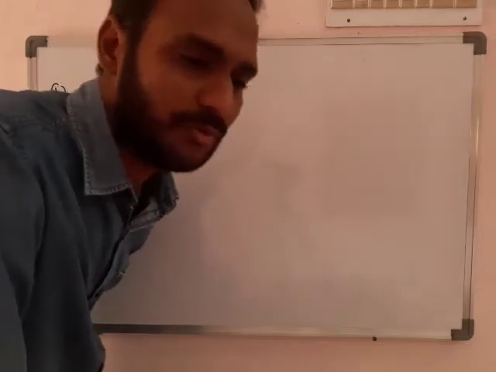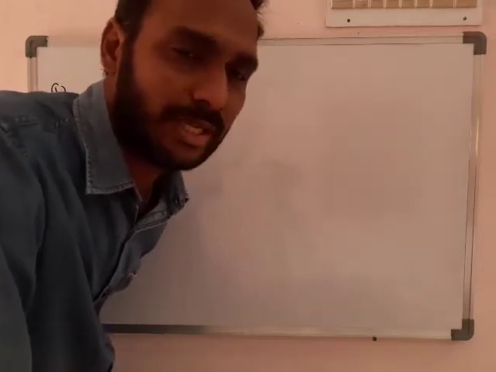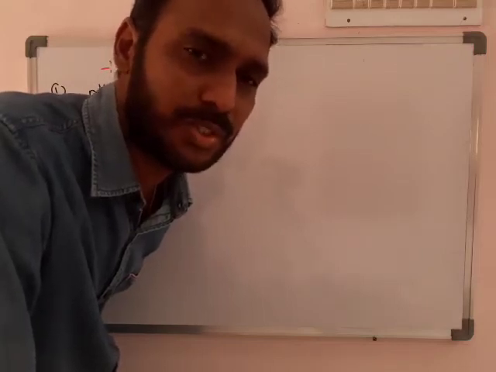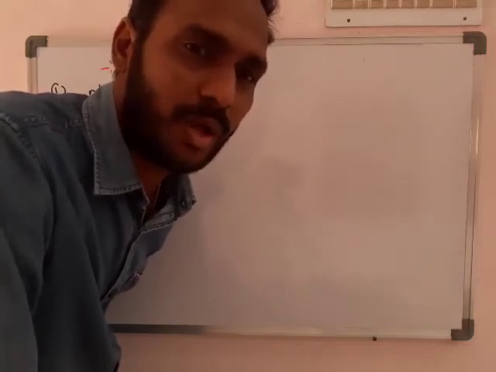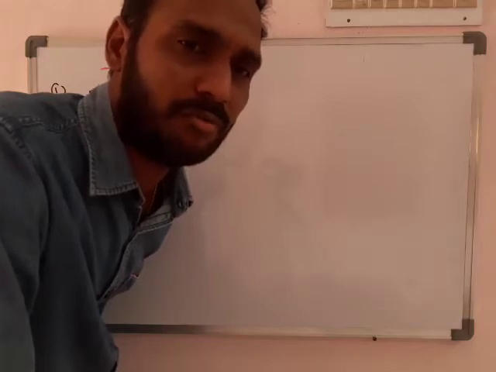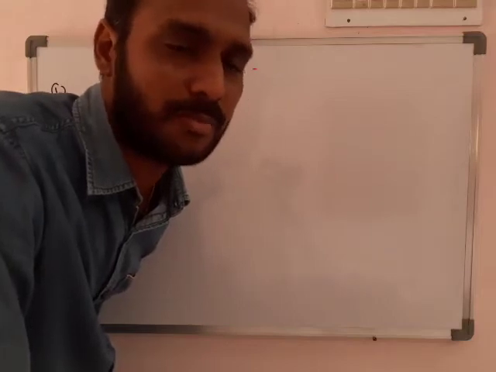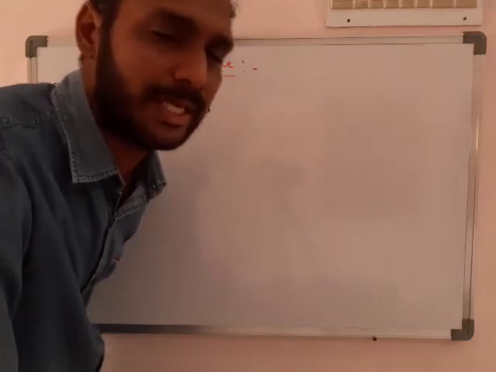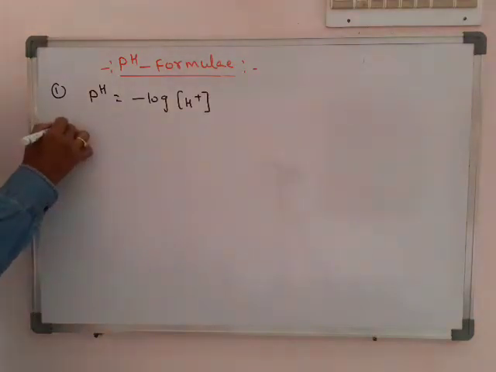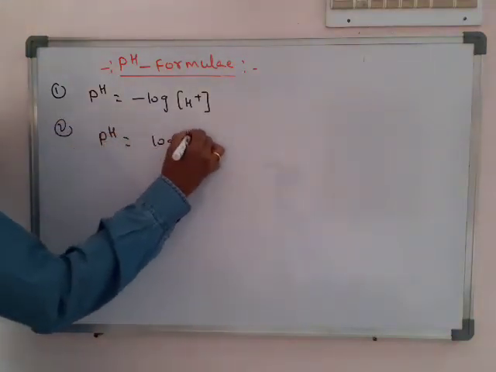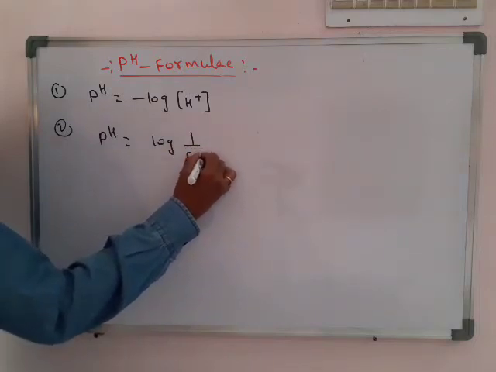Okay, so if you want to calculate the pH of an acidic solution or basic solution or any solution, we have to take the normality of that compound. We have to take the H plus concentration in terms of normality, then only we will get the correct pH. And we know the other formula for pH, sometimes it is also given as log of 1 by H plus concentration.